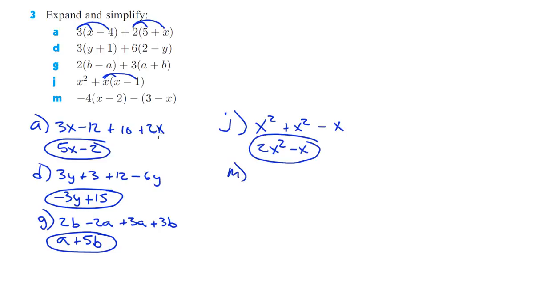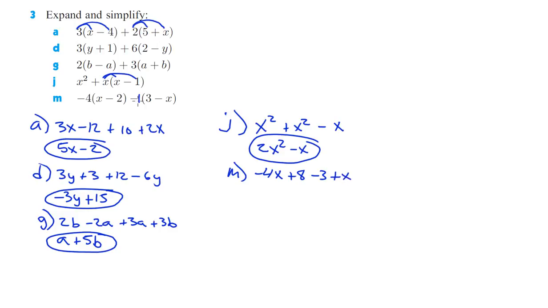Okay. M, negative 4 times x is negative 4x. Negative 4 times negative 2 is positive 8. And then for some reason, this is where a lot of people get kind of stuck on things, is a lot of people are good at doing negative times the 3, or think of that as negative 1 times 3, which gives us negative 3. And then negative times negative gives us our positive x.